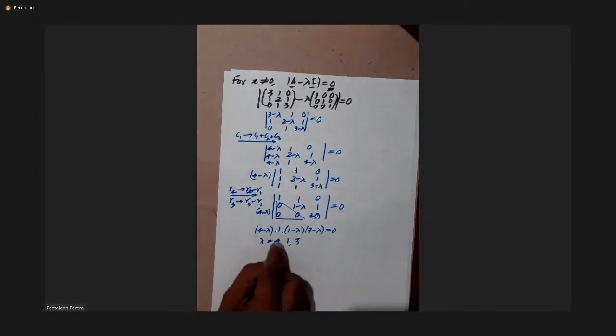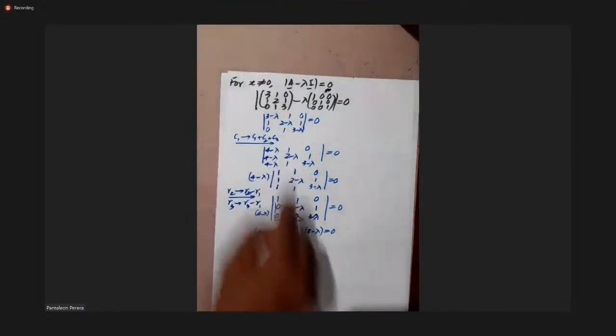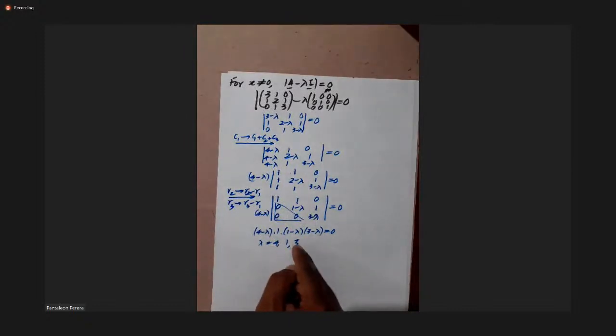Again, look, 4 plus 1 plus 3 is 8. 4 times 1 times 3 is 12, which is the value of the determinant. So the determinant is 12, which means this matrix is invertible. That means you have an inverse.